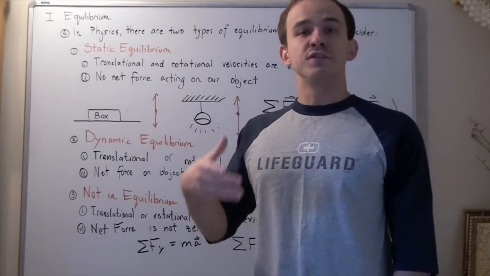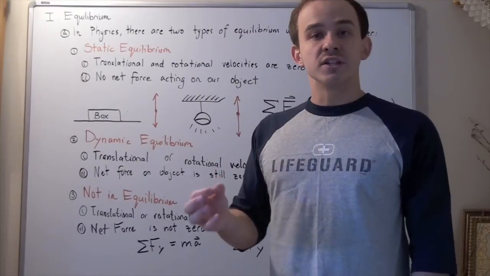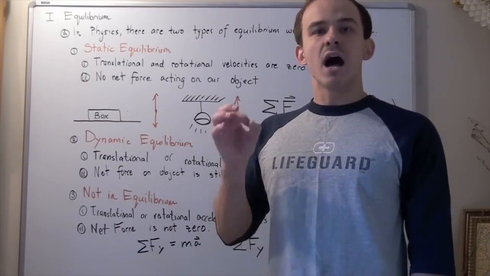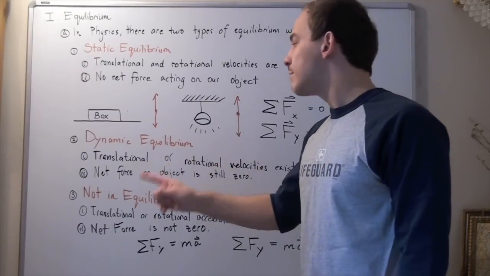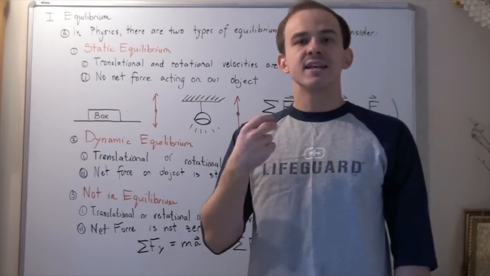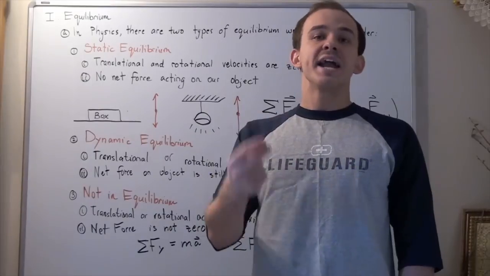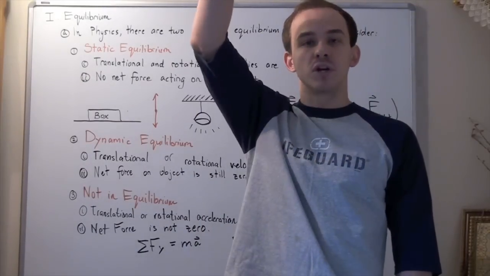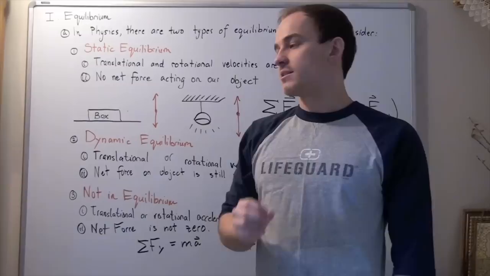Likewise, an object free-falling when it reached its terminal velocity is an object that's undergoing dynamic equilibrium. The force of gravity pulling on our object is exactly the same as the force of the air resistance that's pushing upward, and that's why we have constant velocity.